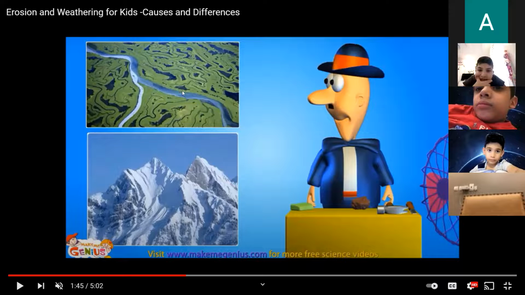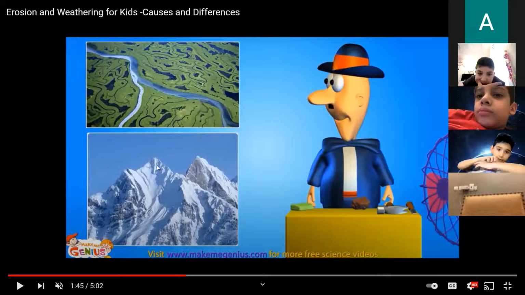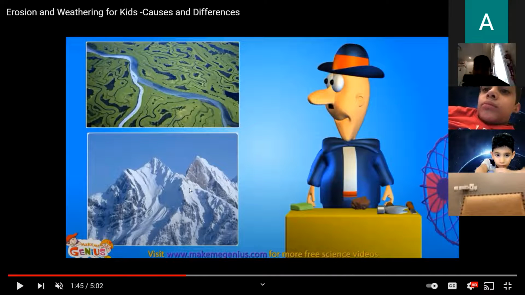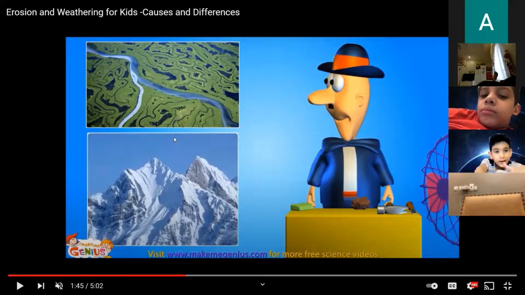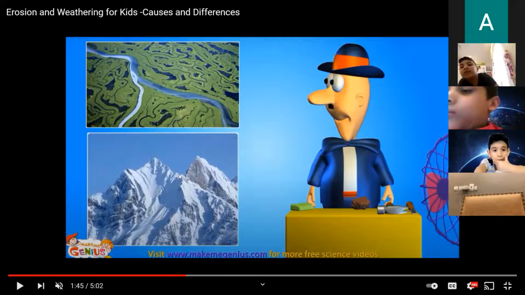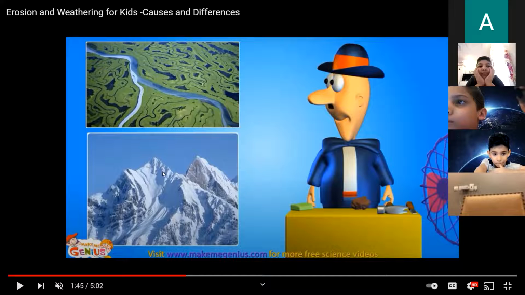This is a river going through some plants. This is a river. Now take a look at this mountain. When rain keeps coming down and falling upon this mountain, sometimes it will weather the rock. It will break the rock. This mountain is so high. And when it's snowy up there, glaciers can move and erode this mountain with it.